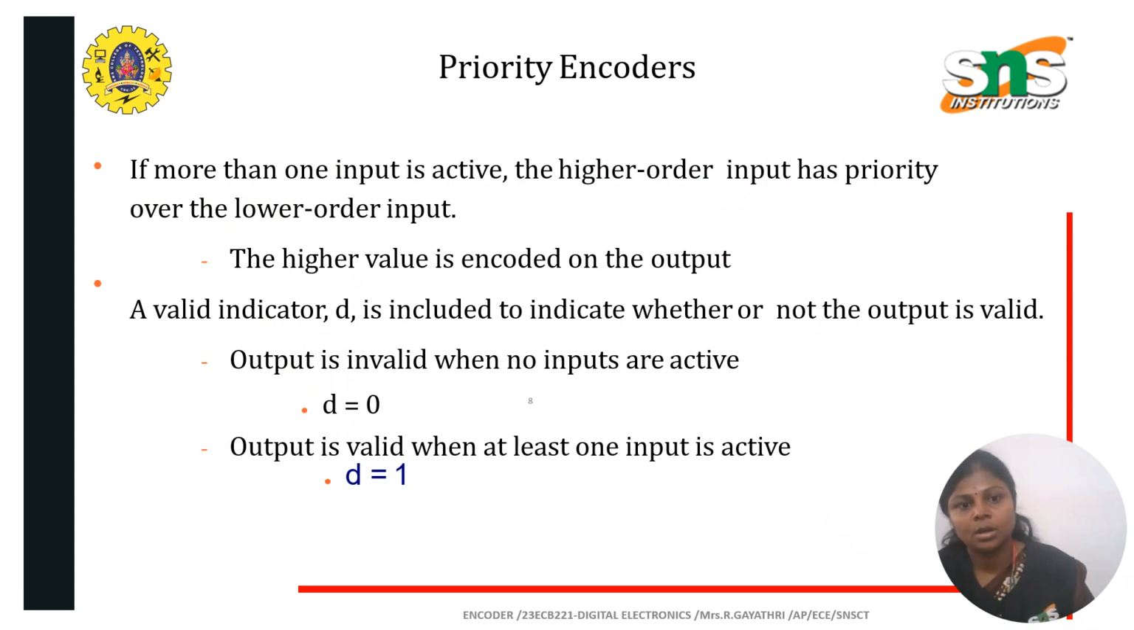Coming to the priority encoder type, the problem we identified in the encoder is rectified in the priority encoder. If more than one input is active, the higher order input has priority over the lower order input, and the higher value is encoded on the output. The valid indicator D is included to indicate whether the input is valid and the output is valid or not. The output is invalid when no input is active, so D is equal to 0. The output is valid when at least one input is active.